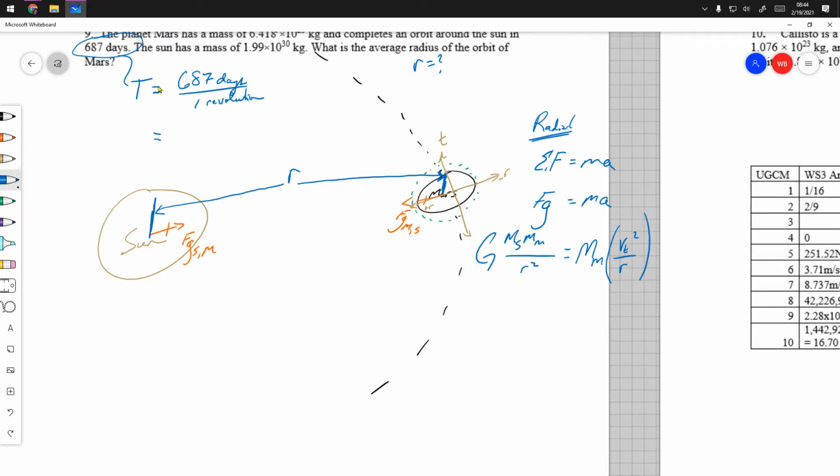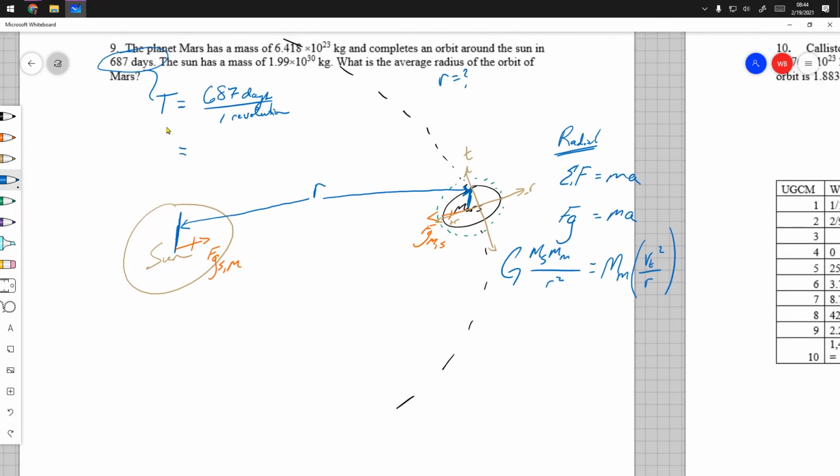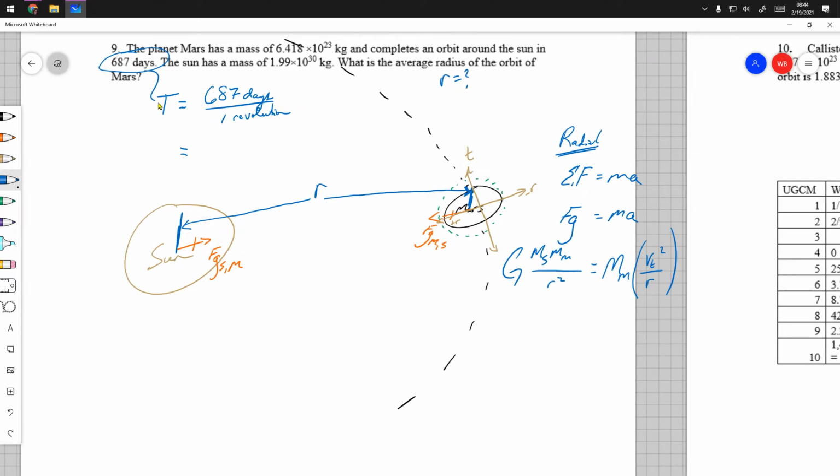Anyways, we look at the time value here, the period, and go, wait, I know that if I have the period, sometimes I can figure out the velocity. But check that out. That's 687 days. That's not SI units, so let's get that into seconds. So it's 687 days per one revolution. And now I need to get that into seconds.